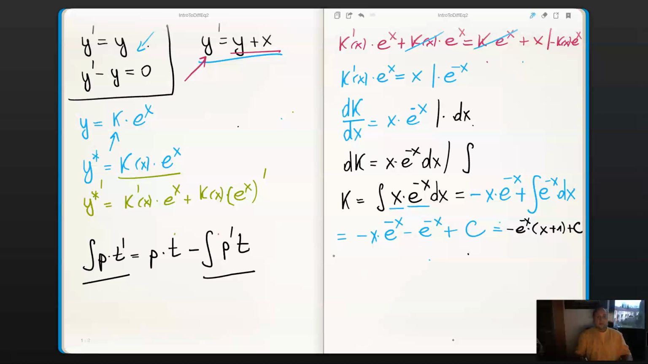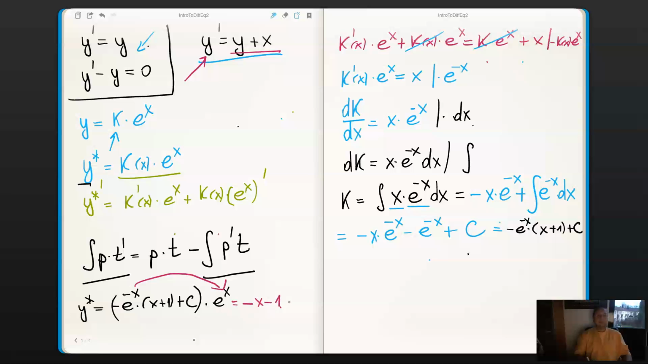So what would that mean? Well, that would mean that we've actually done it. So what is our y star? Our y star now, as you can see, is equal to k, which is minus e to the power of minus x times x plus 1, plus c, multiplied by e to the power of x. Once again, we use the distributive law and multiply it out. We multiply these two guys, they cancel each other out, so we only have minus x minus 1, and then we have c times e to the power of x. I made no mistakes, hope it's fine.